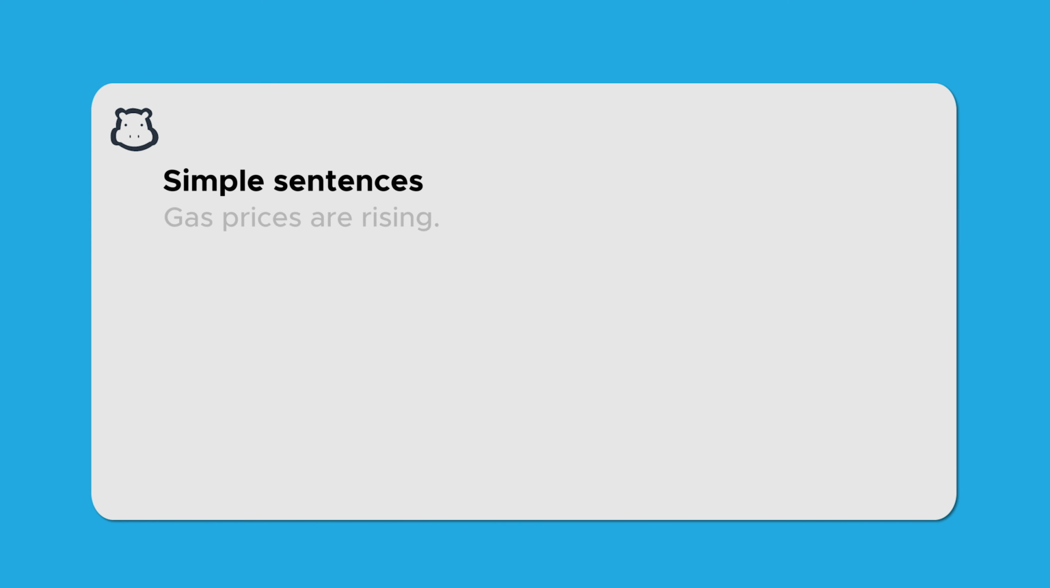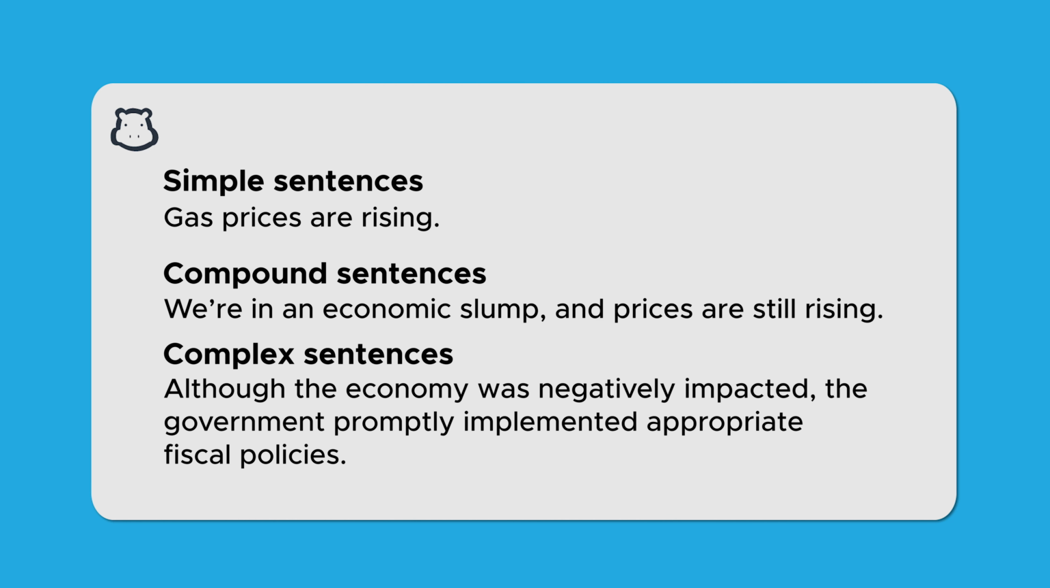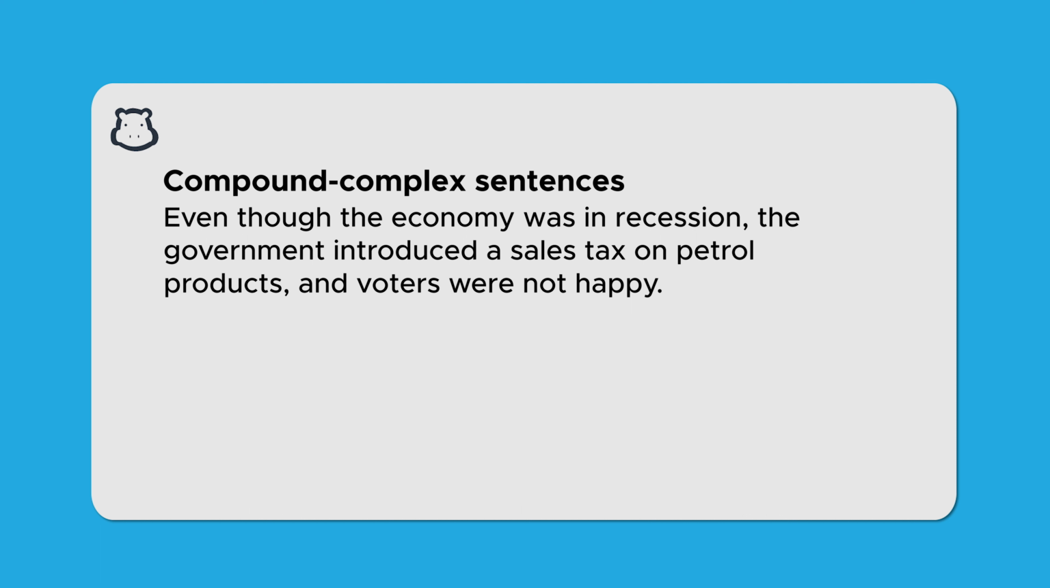Simple sentences, for example, gas prices are rising. Compound sentences, for example, we're in an economic slump and prices are still rising. Complex sentences, for example, although the economy was negatively impacted, the government promptly implemented appropriate fiscal policies. And compound complex sentences, for example, even though the economy was in recession, the government introduced a sales tax on petrol products, and voters were not happy. We'll also go over some important conjunctions that are necessary to form different types of sentences.